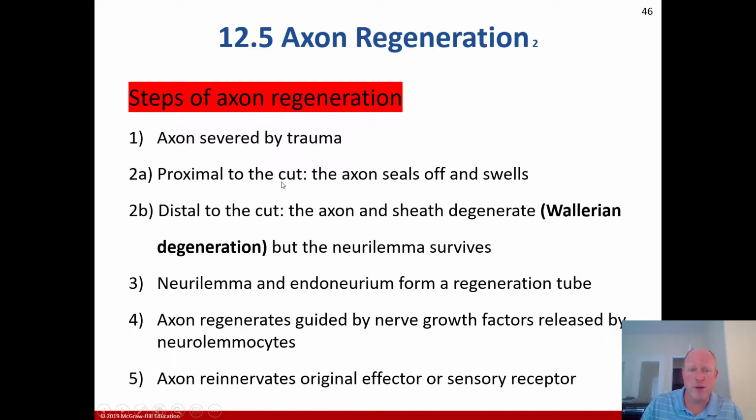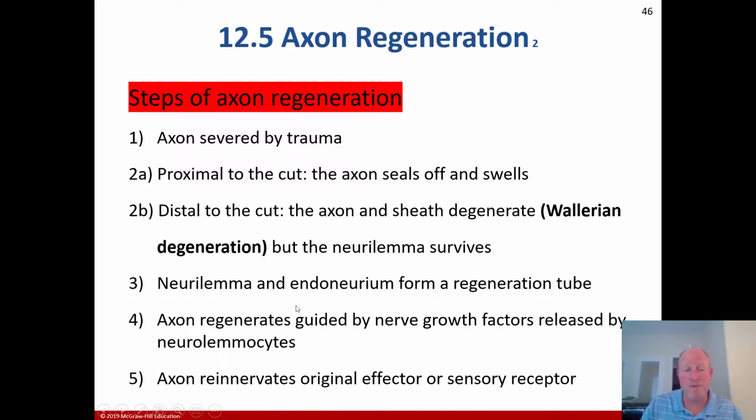But the axon is severed by the trauma. Proximal to the cut, the axon seals off and swells. Distal to the cut, the axon and sheath degenerate. That's Wallerian degeneration, which you won't technically have to know for your exam. I'll tell you in advance. But that may become more and more vital at a later time, not for now.